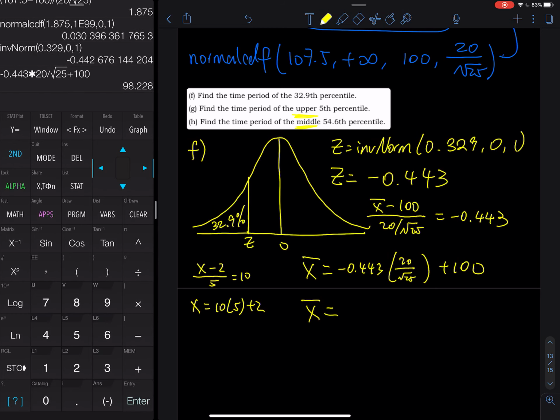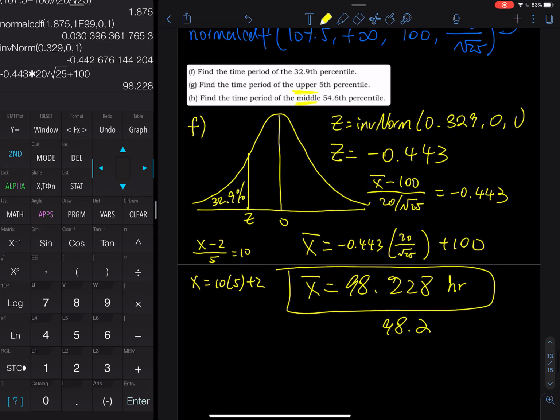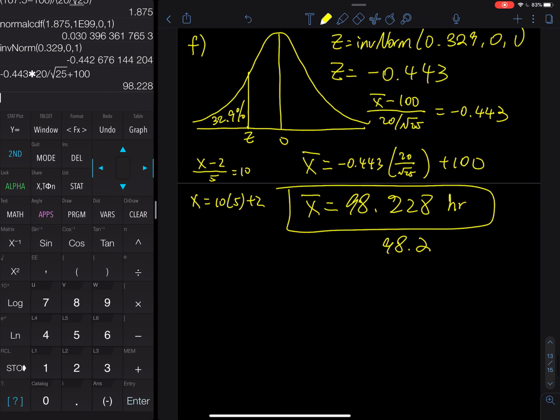So we have 98.228. The unit is in hours, right? You can round a little bit if you want to. To me, I say 98.2 is good enough because you don't need that many decimal places for time. And then the top 5%, so part G, I mentioned the upper 5%. So G is the top, upper means top 5%.